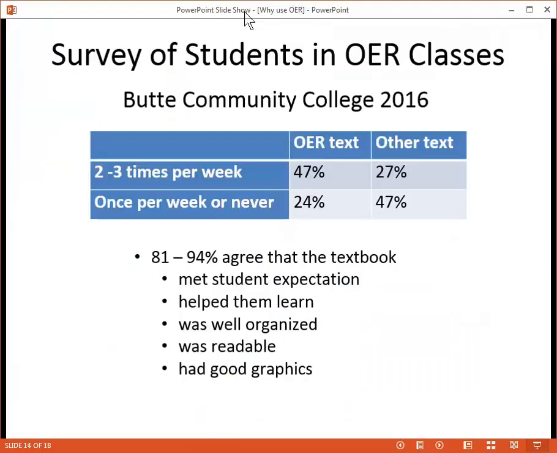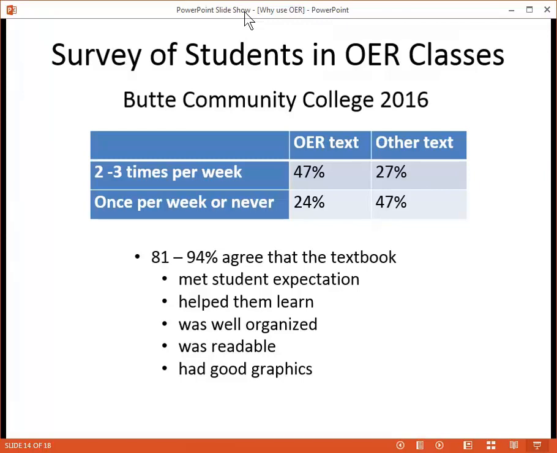At Butte, we also asked our students who were using open textbooks, we also gave them a survey. Our setup was that we had a number of classes that moved to open for the first time in fall of 16. And for those classes, we gave a survey to both the students and the faculty. In the student survey, we asked them questions like, how often do you read the book in this class that uses the open book versus in other classes that don't use open books?